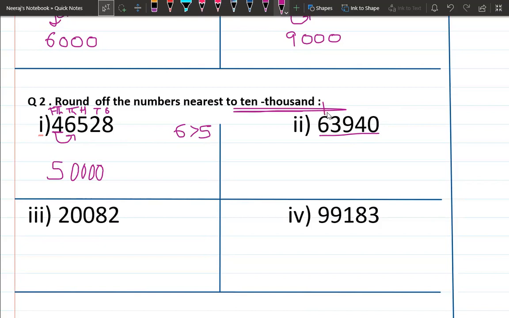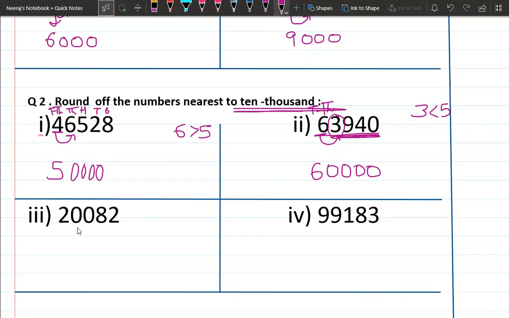Okay, the next number is 63940, and again we have to write the places. So we know that 6 is on the 10,000 place. So we have to see the digit right to the number 6, and it is 3, and 3 is less than 5. So the number 6 will remain same. So we'll write 6, and the rest of the digits will become 0. So we have to write again 4 zeros, then it will be 60,000.